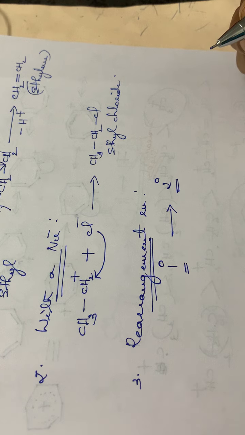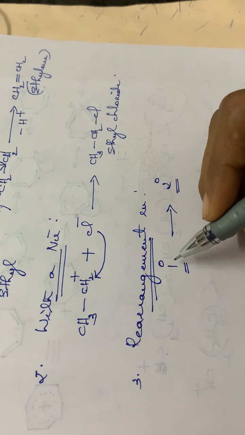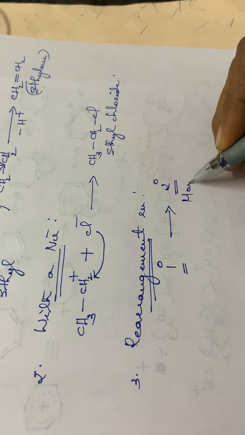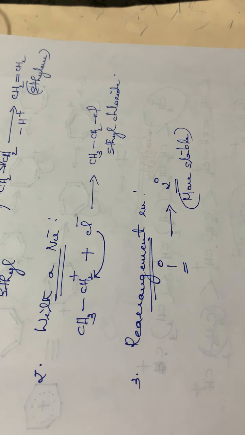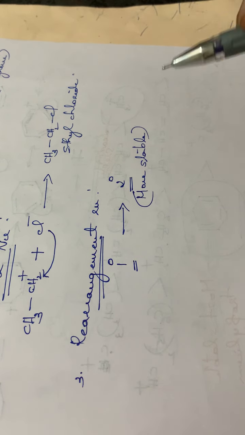primary or a secondary carbocation? A secondary carbocation is more stable, isn't it? So a primary carbocation is converted to a more stable secondary carbocation. We have discussed the stability of carbocations in our previous session, isn't it? So a primary carbocation is converted to a secondary carbocation.